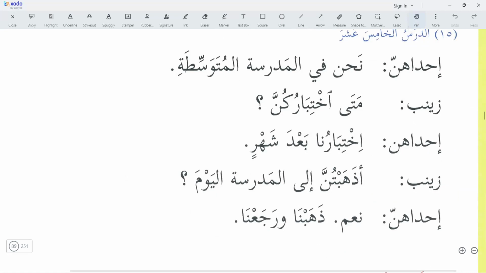Zainabu: Matakhtibaru kunna? When will be your examination? Ihdahunna, one of them: Ikhtibaruna ba'da shahrin. Our exams are after a month. Okay. Zainabu: Azahabtunna ilal madrasati al-yawma?